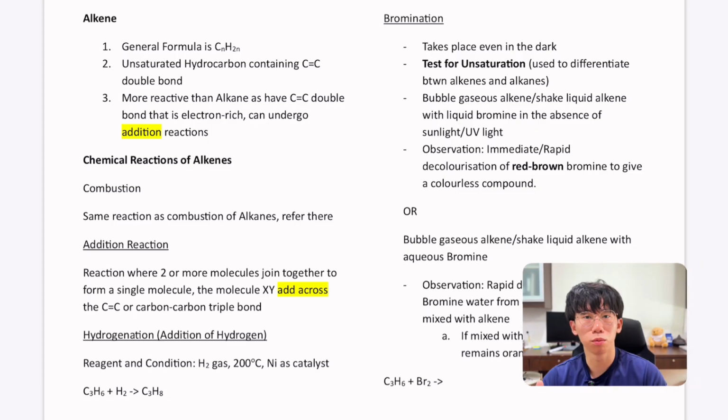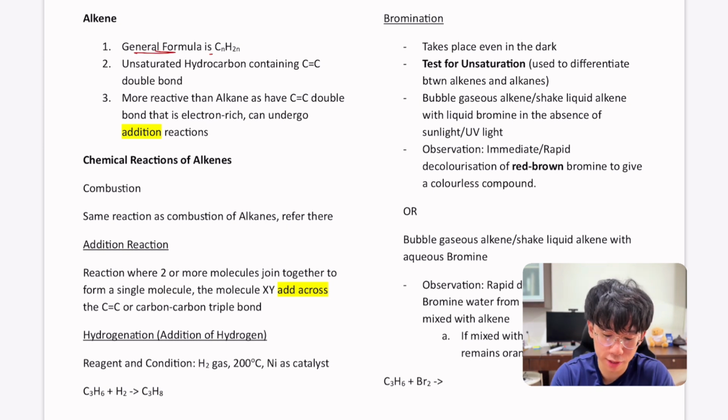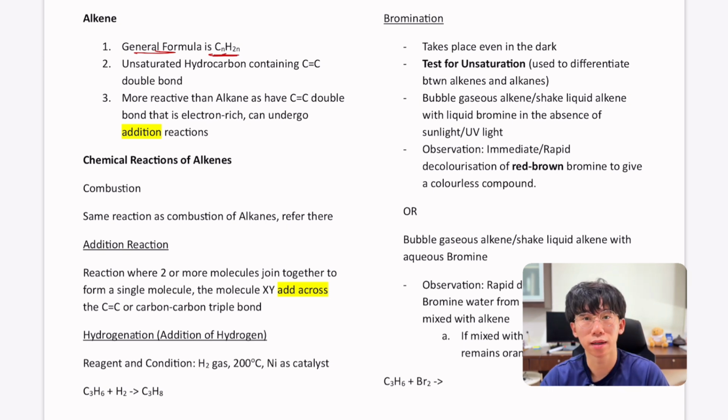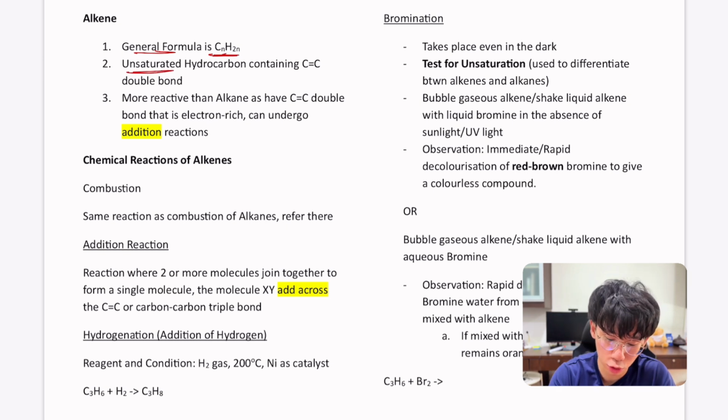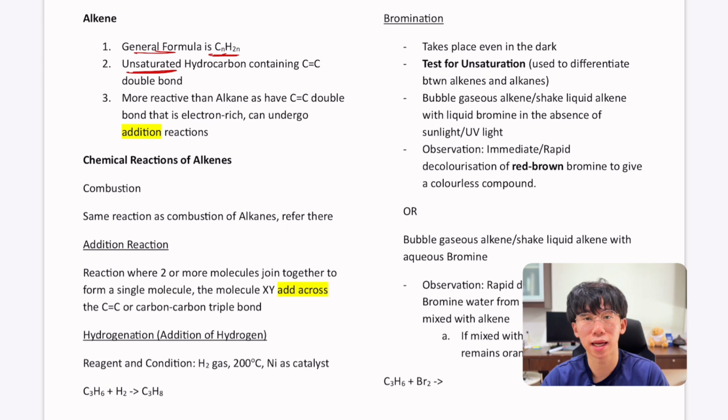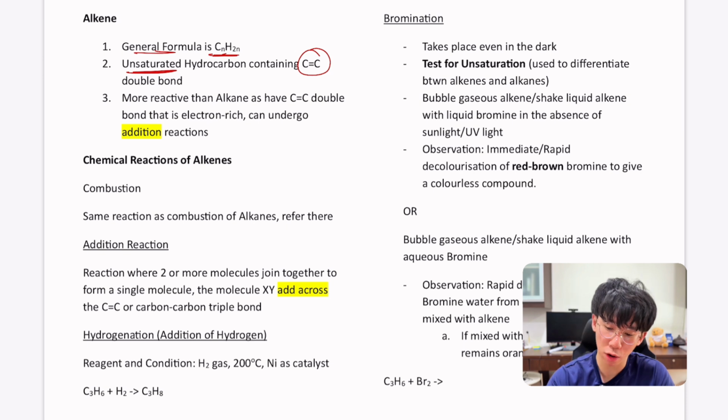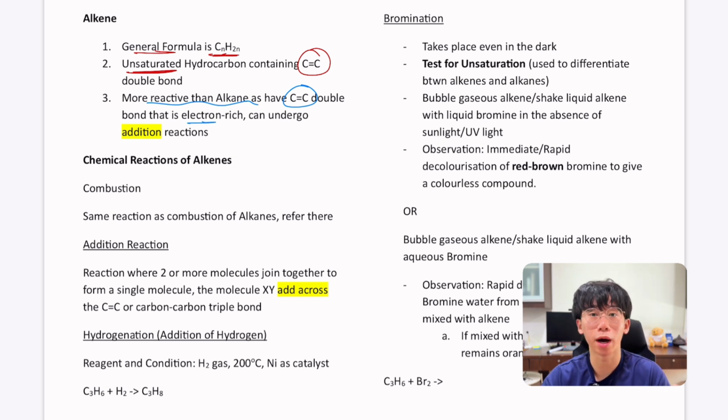The next functional group, which is typically a hydrocarbon as well, is called alkenes. Alkenes are denoted by the general formula CnH2n, and they are unsaturated hydrocarbons, which means that they have a double bond, specifically a C=C double bond. These alkenes tend to be more reactive than alkanes. You need to know this reason. It is because the C=C double bond is very electron rich, and it can enable alkenes to undergo addition reactions.